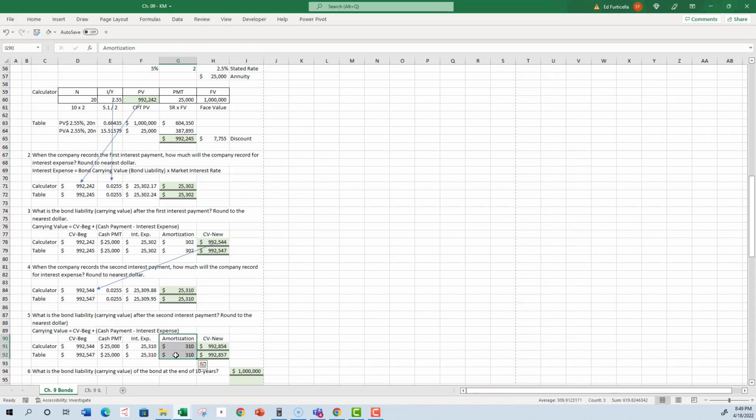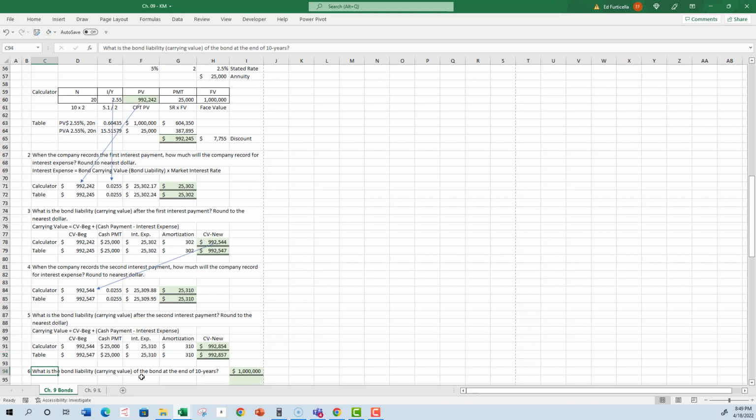Remember, when we're calculating bond liability or new carrying values, we add the amortization amount for discount bonds. So for the calculations, we will take $992,544 and add $310 to get $992,854. For the table, we will use $992,547, add $310, and get $992,857. The last question asks, what's the bond liability at the end of 10 years?